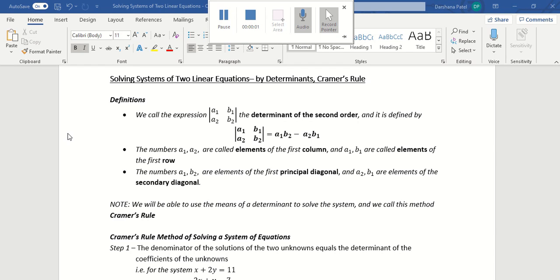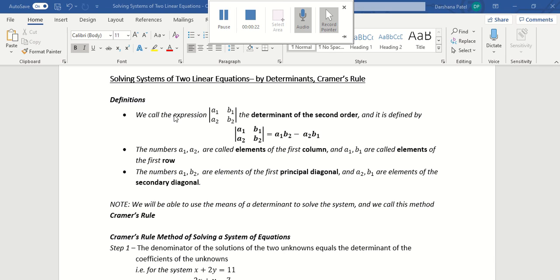We saw how to solve two linear equations using substitution and elimination methods. So this will be the third method of solving two linear equations in two unknowns, known as Cramer's rule or method of determinants. In order for us to use Cramer's rule, we need to first find determinants.